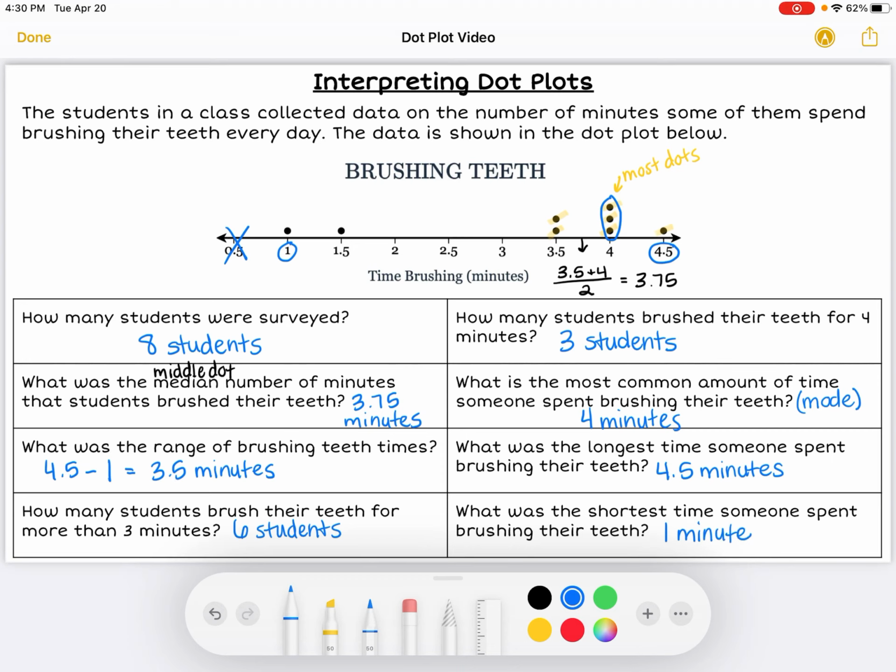Okay. Those are all of the different types of questions you might encounter when you're interpreting dot plots. So hopefully this helps.